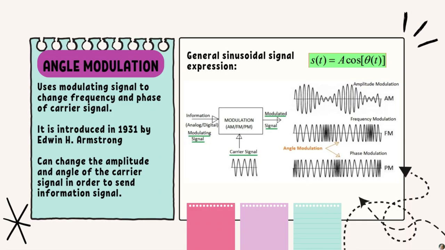Angle modulation was introduced by Edwin H. Armstrong in 1931. Unlike amplitude modulation, which focuses on varying signal strength, angle modulation uses a modulating signal to vary the frequency and phase of a carrier signal. The general sinusoidal signal expression allows us to modify either the amplitude or the angle of the carrier to convey information. This modulation is crucial for improving signal quality and resistance to noise, ensuring better quality communication.